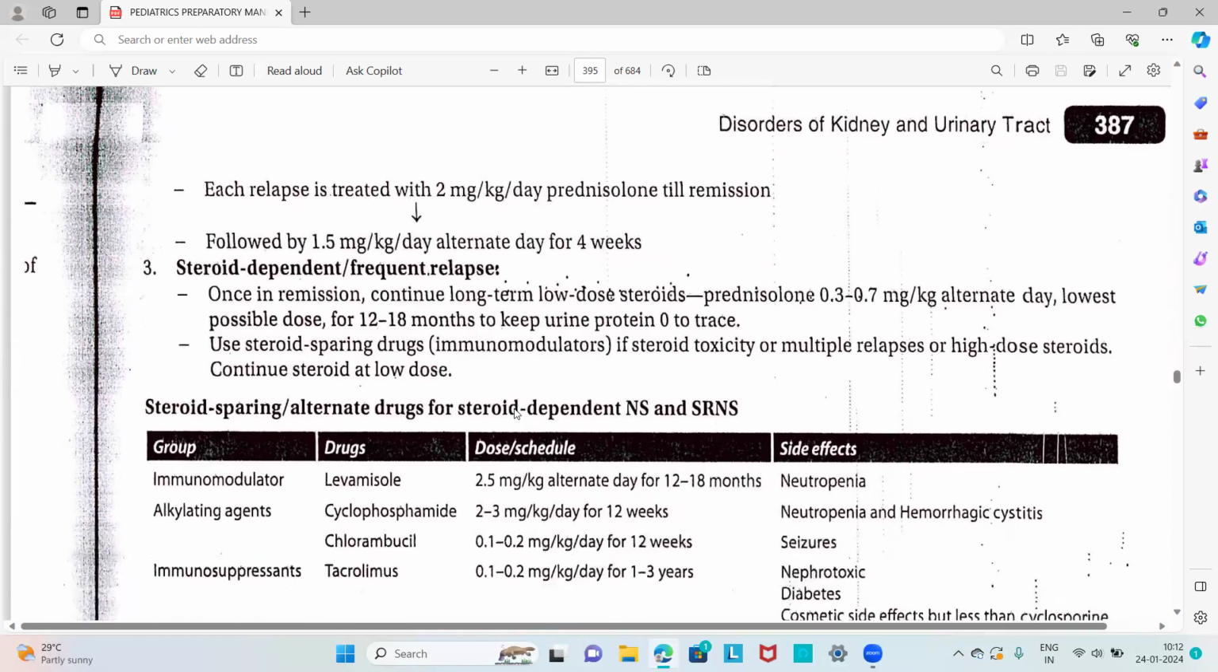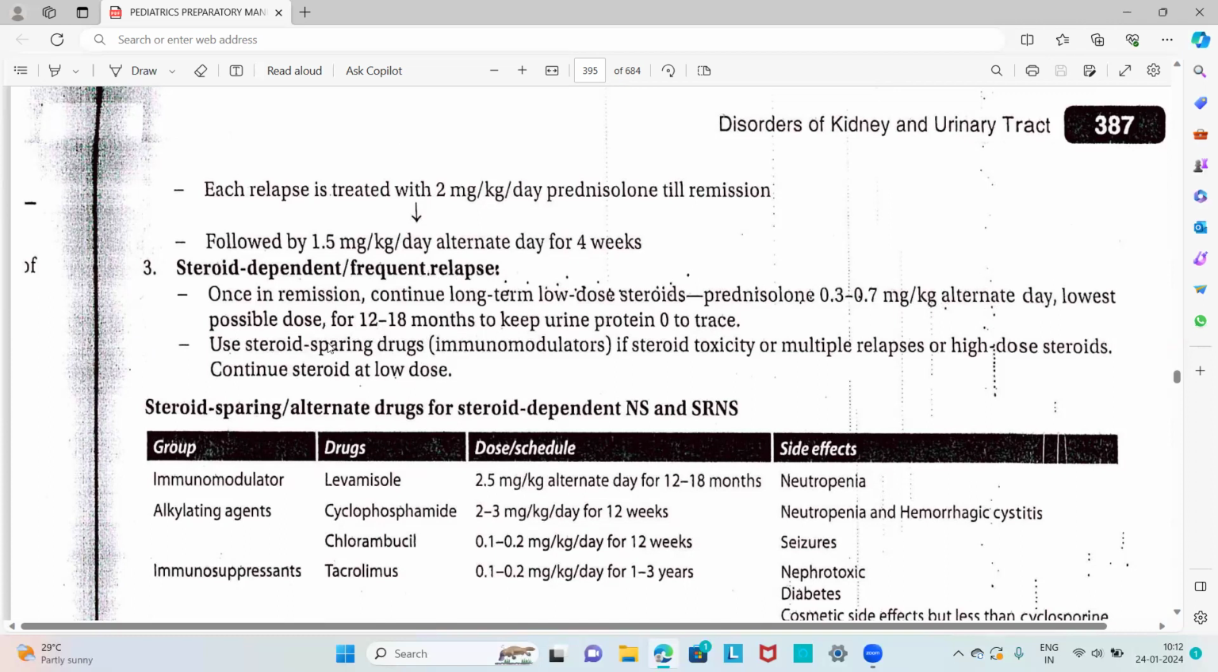Then, about steroid dependent or frequent relapse. Once in remission, continue long-term low-dose steroids, prednisolone 0.3 to 0.7 milligram per kilogram on alternate days, at the lowest possible dose for 12 to 18 months to keep urine protein at zero to trace. Use steroid cover in illness. This is for frequent relapse, so we give long-term steroid therapy, but there will be side effects of the steroids.